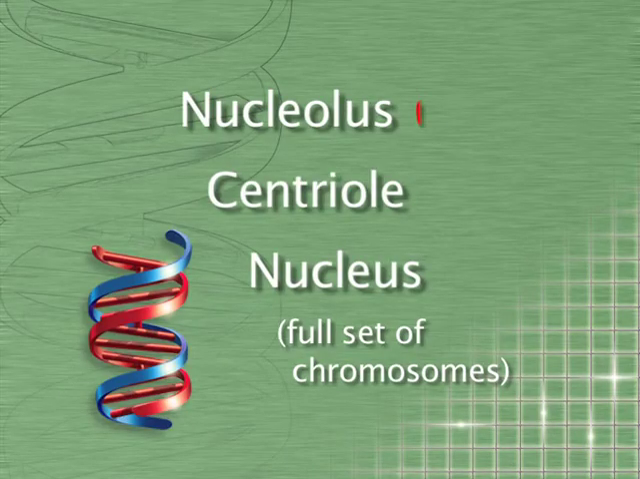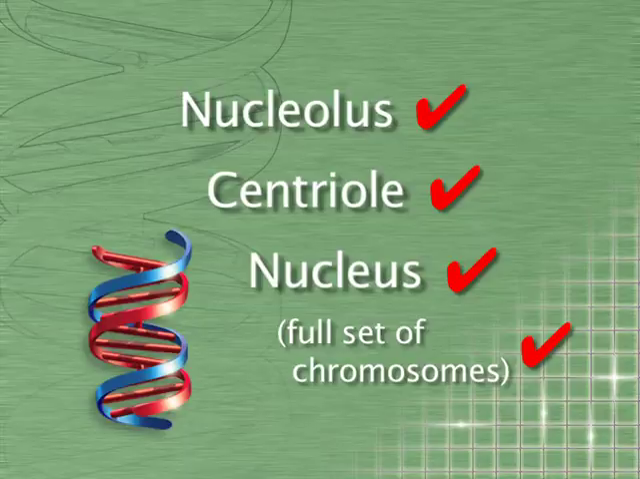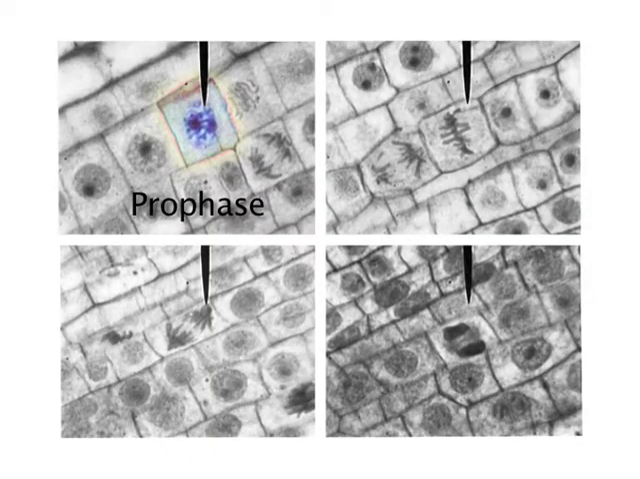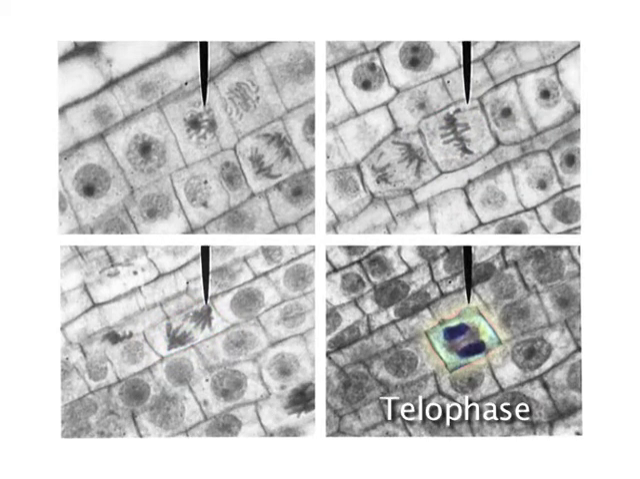Each new cell has a nucleolus, a centriole, and a nucleus with a full set of chromosomes, identical to that of the parent cell and to that of the other. Here's a cell in prophase, here's one in metaphase, one in anaphase, and this one is in telophase. You may be asked about the biological significance of mitosis.